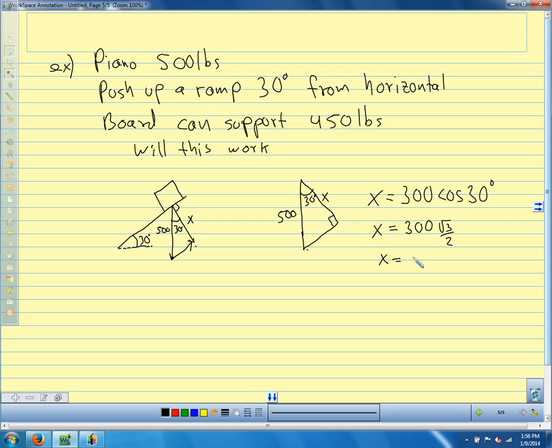So x equals, why did I write 300? Thank you. I think I was thinking 30 degrees. 500, thank you. So we get 250 square root of 3. Plug that in to my calculator, and that's approximately 433 pounds. So the board will support our piano. Barely.